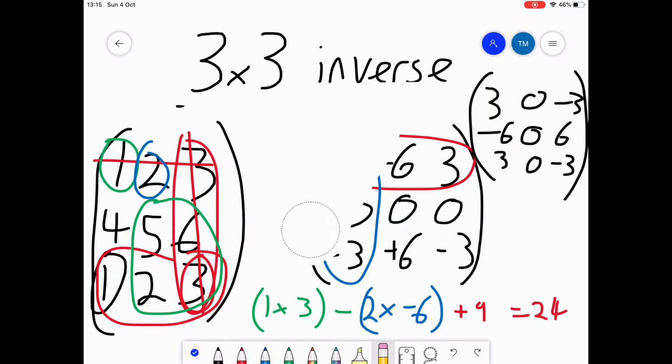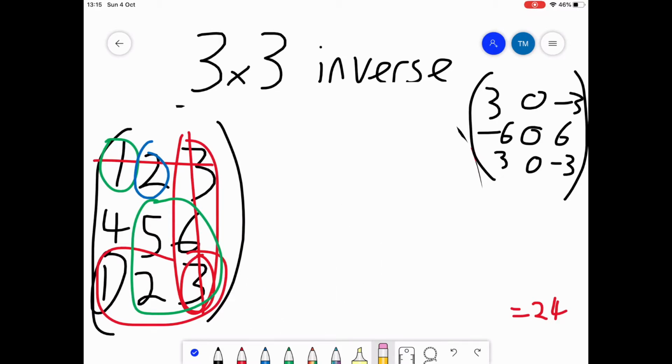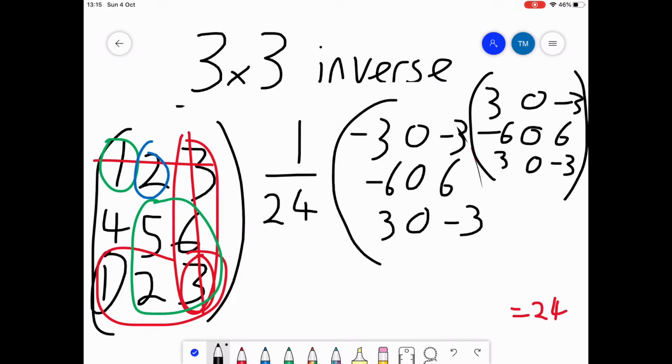And now let's write out our final answer. So now that we've got 24, and we've got the matrix that we've calculated before, the inverse is going to be 1 over 24 times the matrix -3, 0, -3, -6, 0, 6, 3, 0, -3. Now actually a lot of calculators can calculate this for you, so if you want to double check your answer, you can just type this into your calculator and this is what you should get. But obviously the calculator will give you the expanded out version, so it'll do -3 over 24, which is just -1 over 8, which is -0.125, and it'll give you the whole thing in terms of decimals, but you can just simplify it and leave the fraction on the outside.